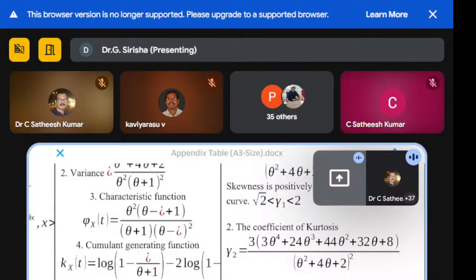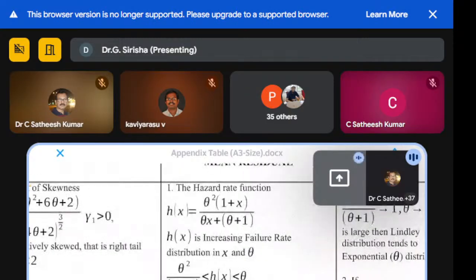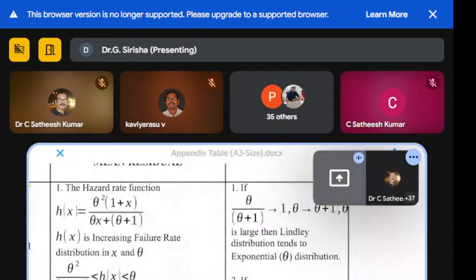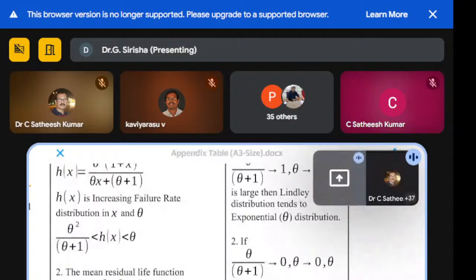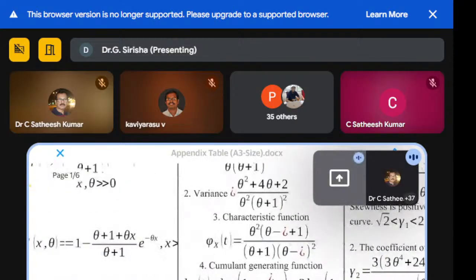One is this distribution is more flexible than exponential. Then we have obtained the limiting forms of these distributions. Whenever theta by theta plus 1 tends to 1, or theta is large, Lindley distribution tends to exponential distribution. And whenever theta is small, Lindley distribution tends to gamma distribution. So that we can connect this distribution with the applications of gamma and exponential, or a combination of these two distributions.